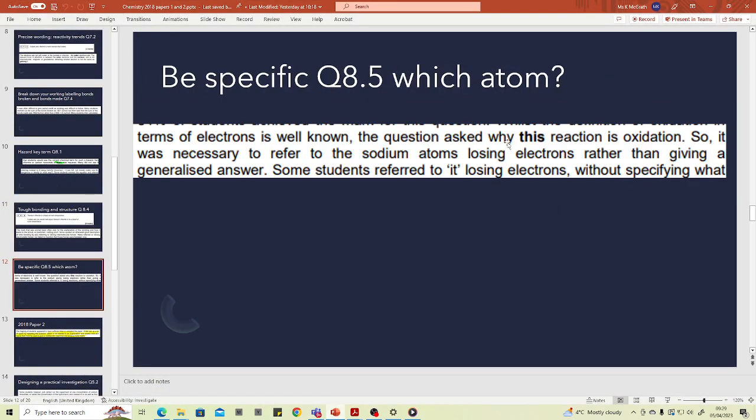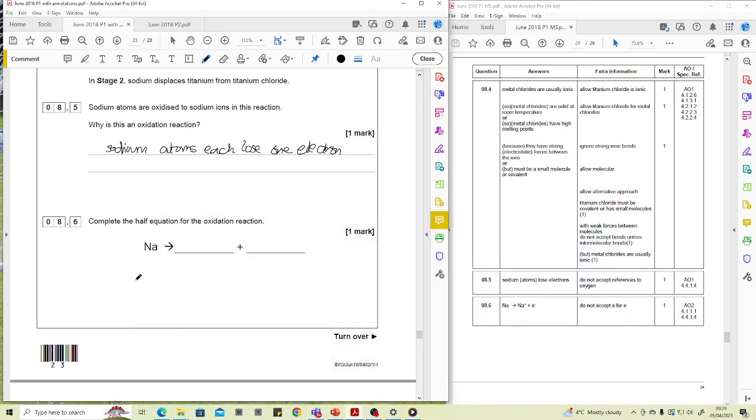Okay, and just to be sure, the question asks why this reaction is oxidation, so the sodium atoms were losing electrons rather than a generalised answer. So if you said it lost electrons, that wouldn't be sufficient, because you could be talking about oxygen. Scary times. So make sure you're not using pronouns. Just don't use pronouns at all. Always use the noun.